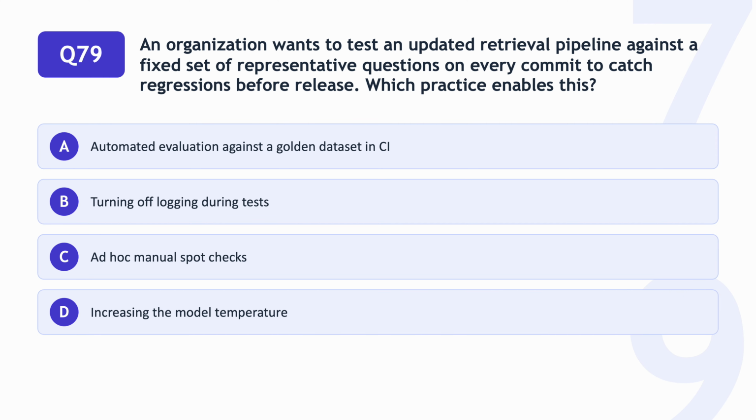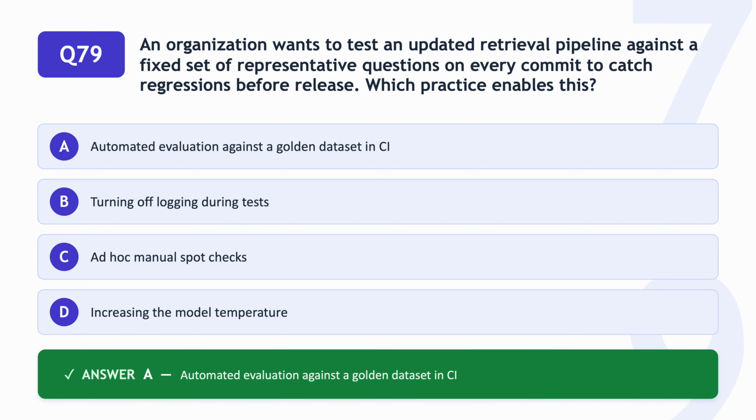Question 79. An organization wants to test an updated retrieval pipeline against a fixed set of representative questions on every commit to catch regressions before release. Which practice enables this? A. Automated evaluation against the golden dataset in CI. B. Turning off logging during tests. C. Ad hoc manual spot checks. D. Increasing the model temperature. Pause the video if you don't want the answer yet.